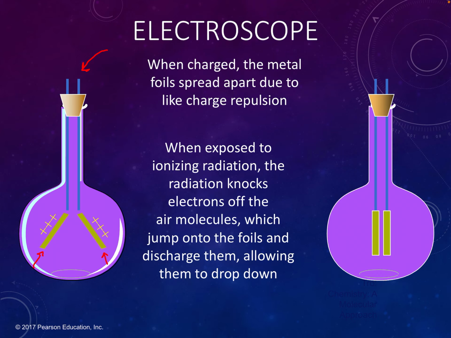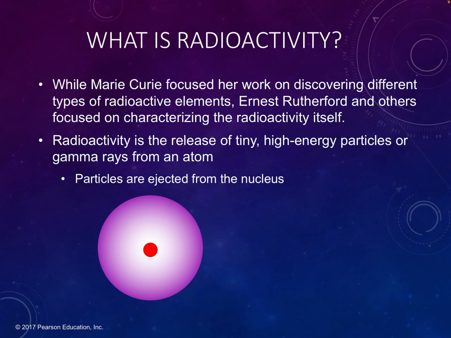So essentially, this is what she was using to figure out: was there any other ionizing radiation present other than just uranium? Okay, so what is radioactivity? Marie Curie focused her work on discovering different types of radioactive elements. Like I said, she discovered radium and polonium and was working a bit with uranium. But Rutherford, who we've talked about before, and some other chemists focused on characterizing the radioactivity itself. What kind of radiation was being given off? So that's where we're going now.